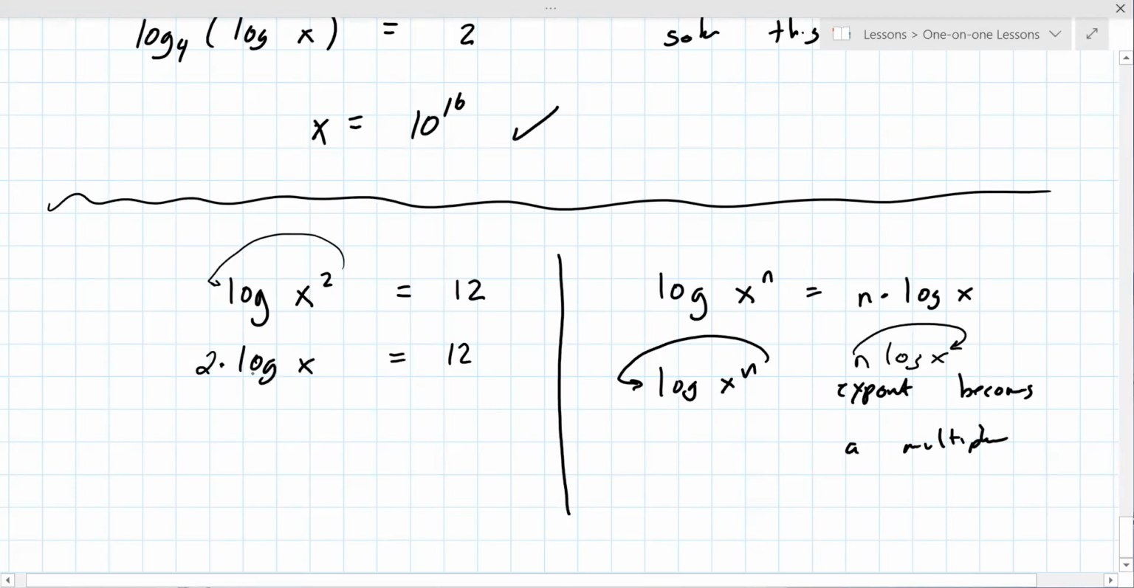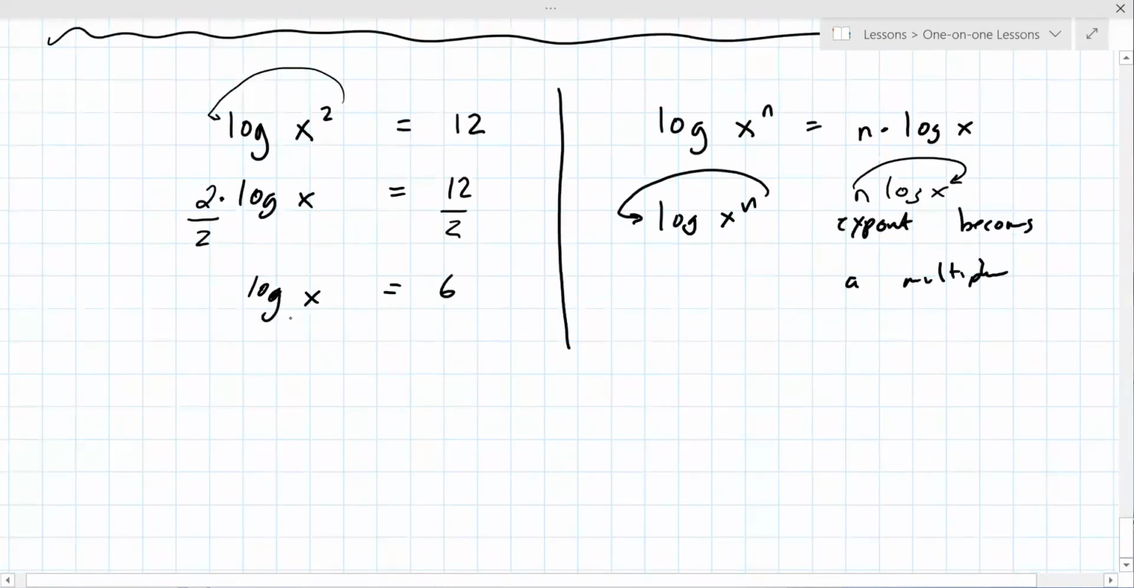Yeah. Okay. Now before we would just undo the log with base 10, but there wasn't a 2 in front. So we need to undo the 2 by dividing. Log of x equals 6. And then undo this with 10. So 10 to the log of x equals 10 to the power of 6. So x equals 10 to the power of 6.